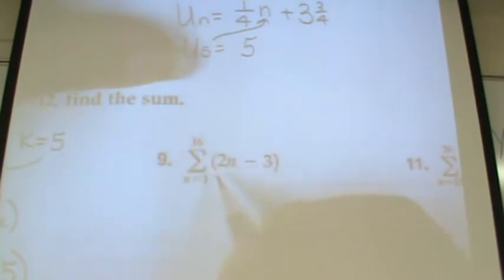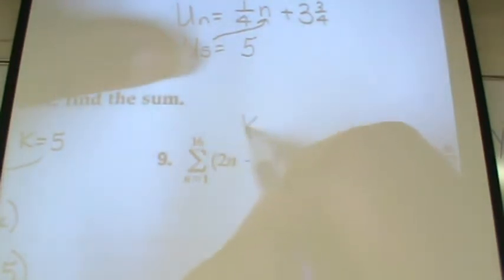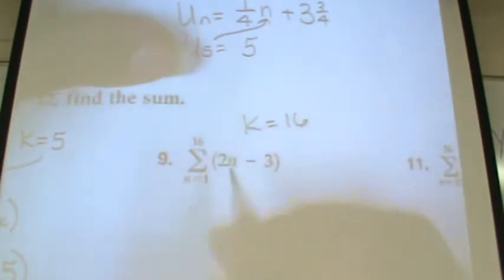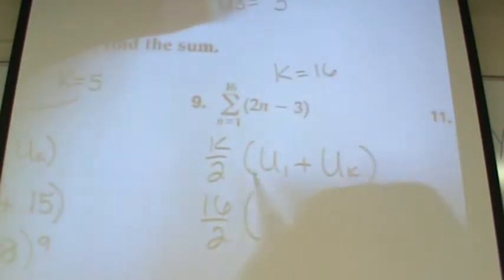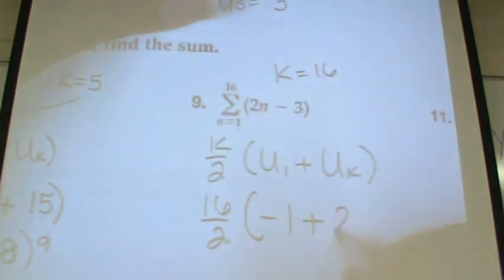Next one. How many terms are we adding up? We're adding 16. How do you know that? Subtract and add 1. So k over 2, and then it's the first term that you're adding and the kth term. So 16 over 2, and the first term, when you plug a 1 in, you should get negative 1. 2 times 1 is 2, minus 3 is negative 1, and then for 16, you're going to plug a 16 in here, and you should get 29.